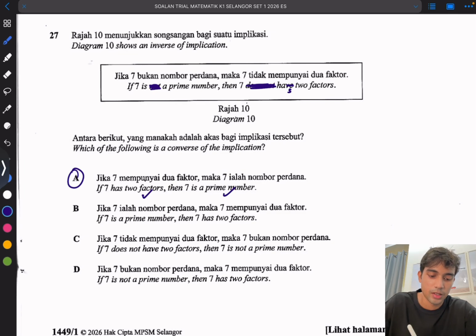So they gave us the inverse, and they want us to find the converse. For inverse, you must negate, you must put "not". For converse, you have to reverse. For contrapositive, you combine both: you have to put "not" and you have to reverse.